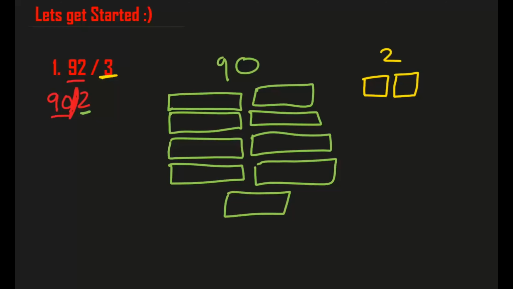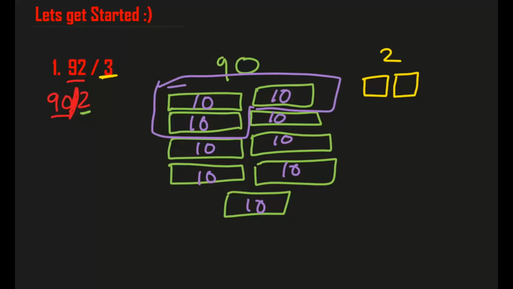So now we all know that each of these is 10. So let's write 10 inside them just so we don't get confused. 10, 10, 10, 10, 10, 10, 10, and 10. So we have 10 in all of them. Now let's separate them. So our first one is going to have 3. So the box circled in purple is the first one.